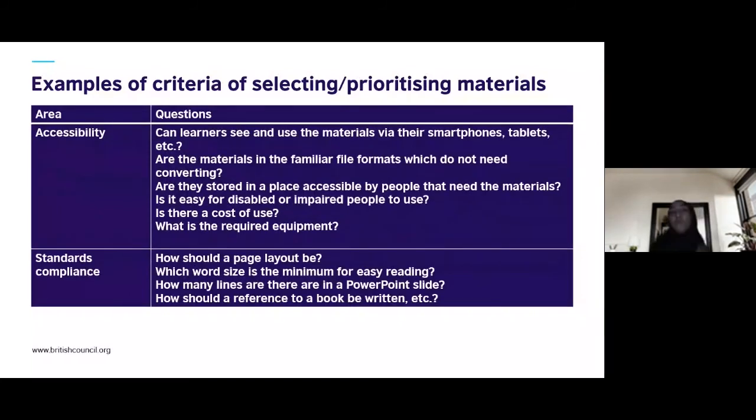Accessibility, which is very important when it comes to digital resources or online resources. You need to check if they can use the materials through a range of devices: smartphones, tablets, computers, laptops. Do the materials come in familiar file formats so they don't have to convert them? Are they stored in a place which is accessible to everybody?